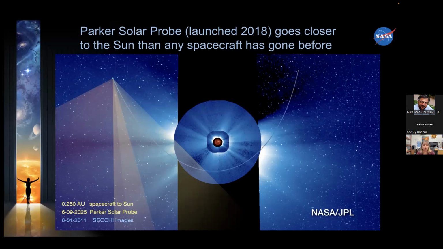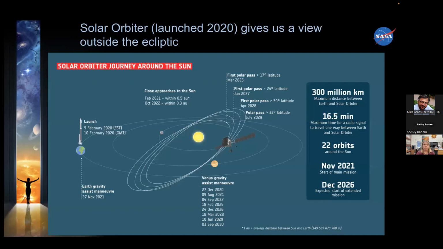But what's really exciting lately is the launch of two missions: Parker Solar Probe, which is going far closer to the sun than any spacecraft has gone before, with both images and sensors to detect the magnetic field, the density, the velocity. And Solar Orbiter.